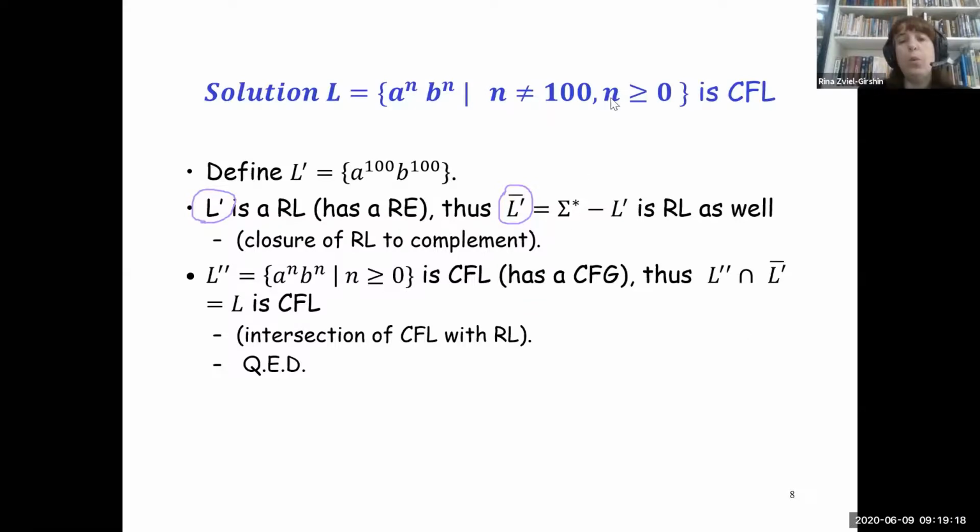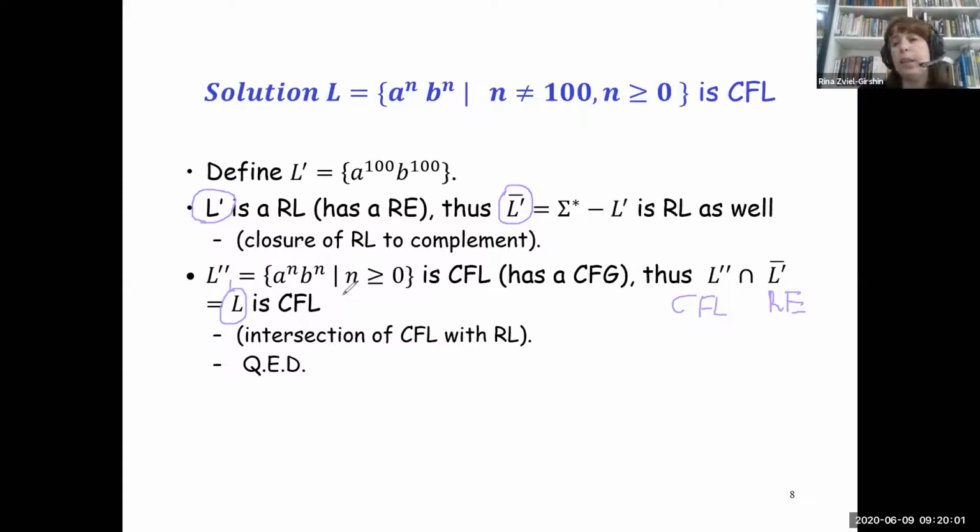And now we will perform an operation: intersection between a context-free language and a regular language. We had a theorem that the family of context-free languages is closed under intersection with a regular language. So according to the theorem that we did not prove, but it was given to us, we know that the resulting language, which is our language L, is a context-free language.